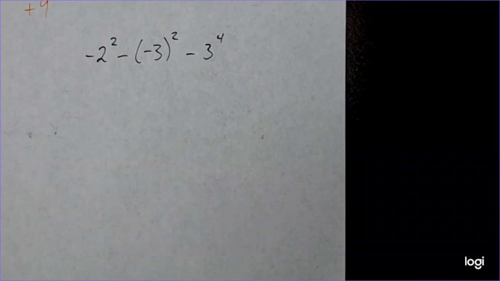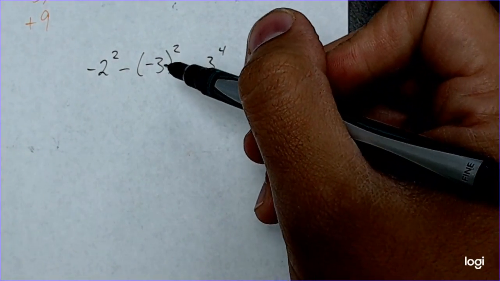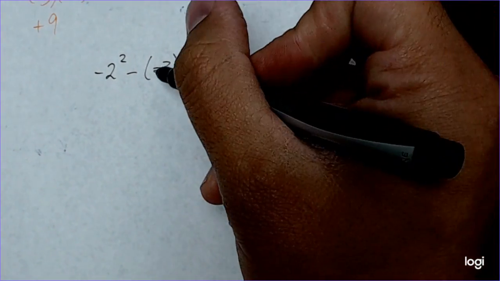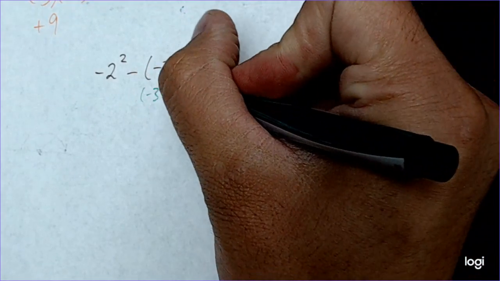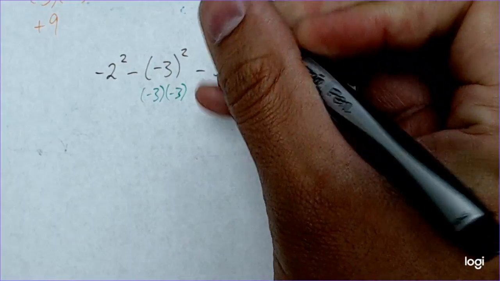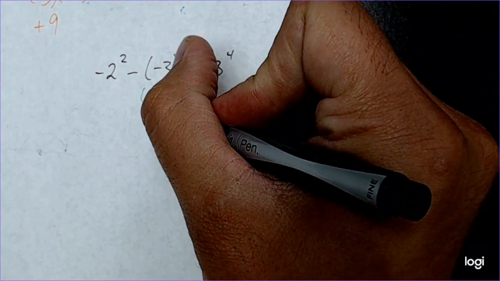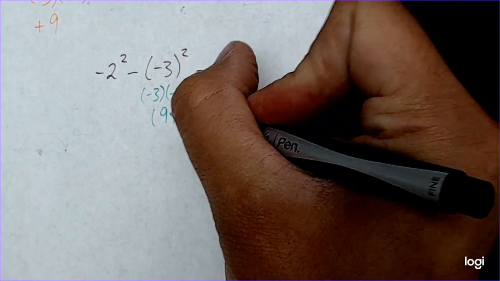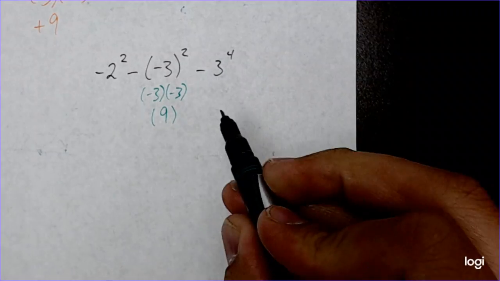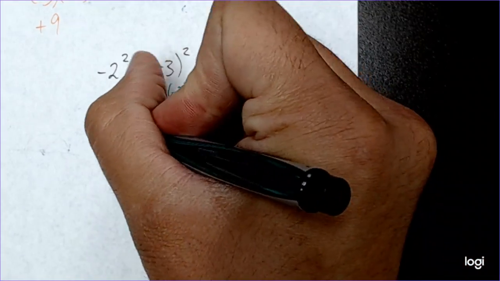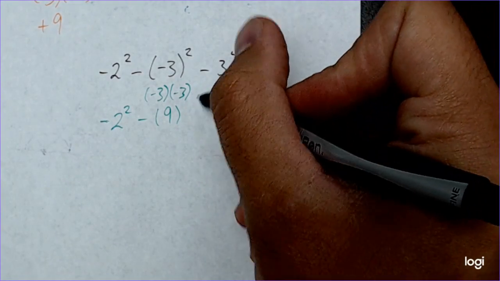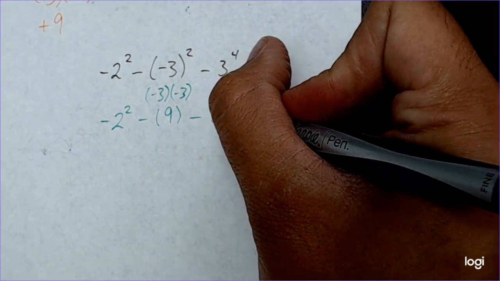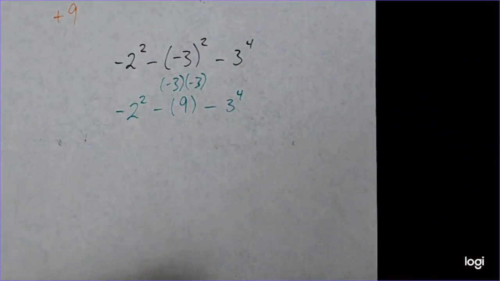Okay, so when simplifying this, I'm going to simplify the parentheses first, right? So I can see that this negative is getting squared. So this is in fact negative 3 times negative 3, which just gives me positive 9. So that parenthesis is now just positive 9. I'll copy down everything else that didn't change. So I've got negative 2 squared, minus sign, that minus sign is still there, and then 3 to the power of 4. Now I can go into my exponent step.